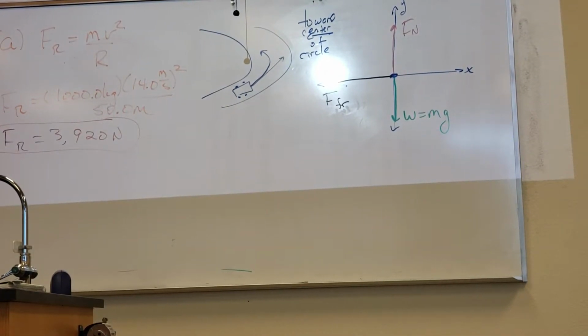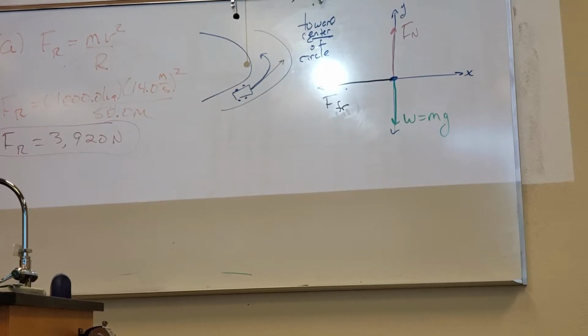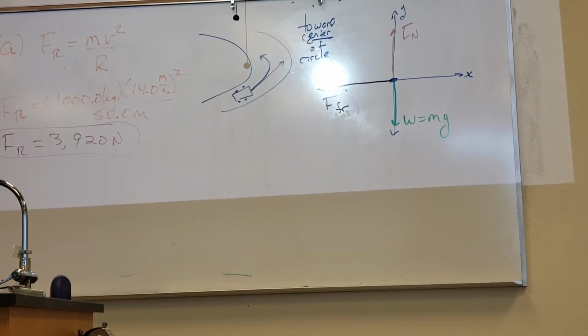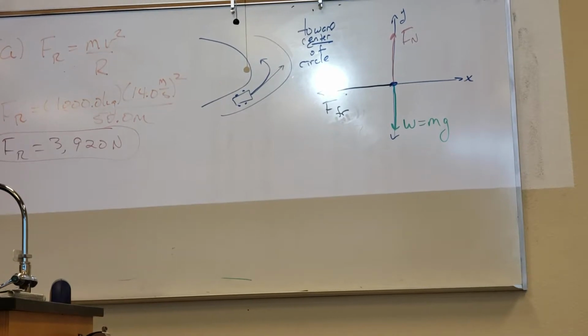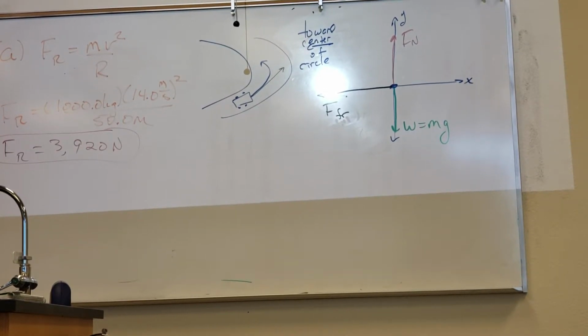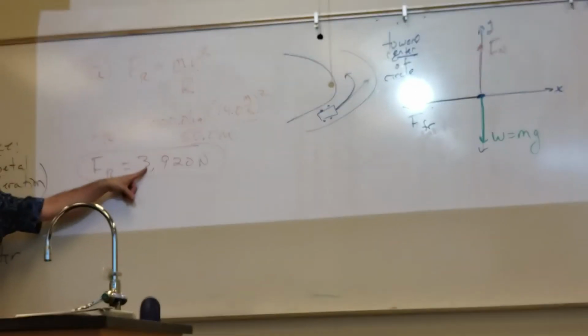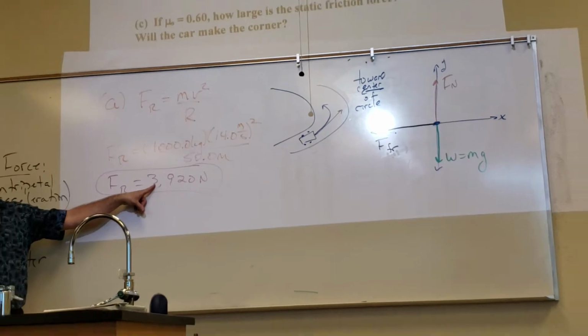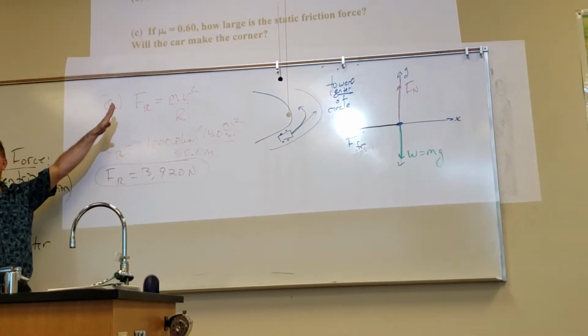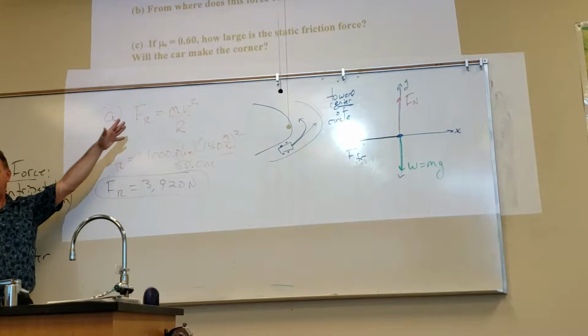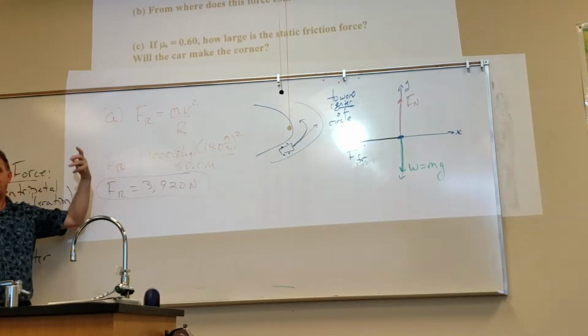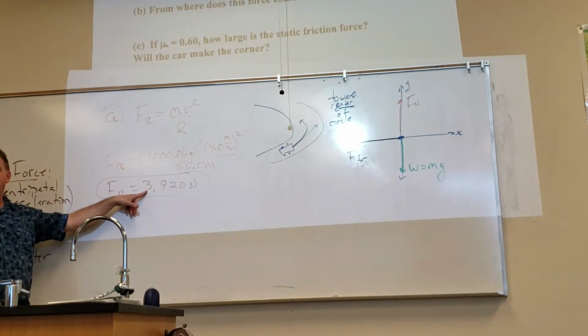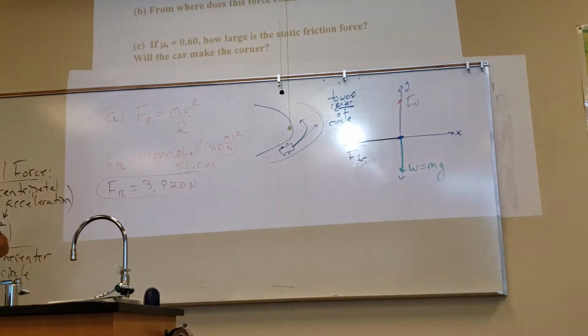It says mu sub s is 0.60. How large is the static friction force? I think this is what this question is getting at. It takes almost 4,000 newtons to go into the circle for that object. Now they're saying, okay, here's how much friction stickiness you've got. How big is the friction force? This is what you need to go into the circle. So how do I figure out the size of the friction force?